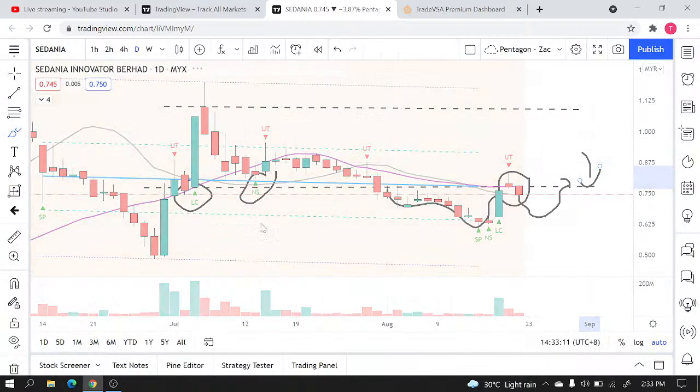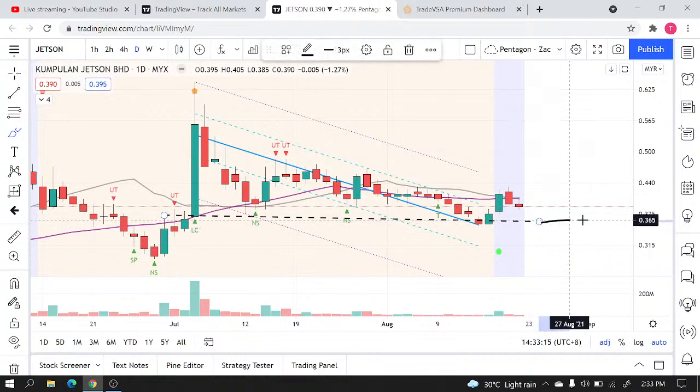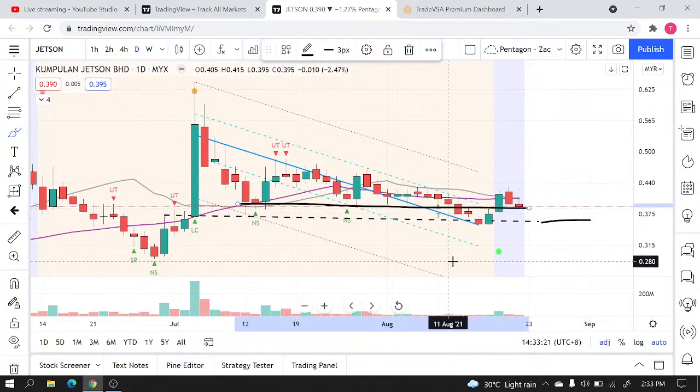I think Jackson somehow is slightly better if not mistaken, because overall it's still above this LC, double NS. They tried to close back on the double NS as well. So compared to both Sedan and Jackson, again, this is just my personal opinion, doesn't mean you have to follow.